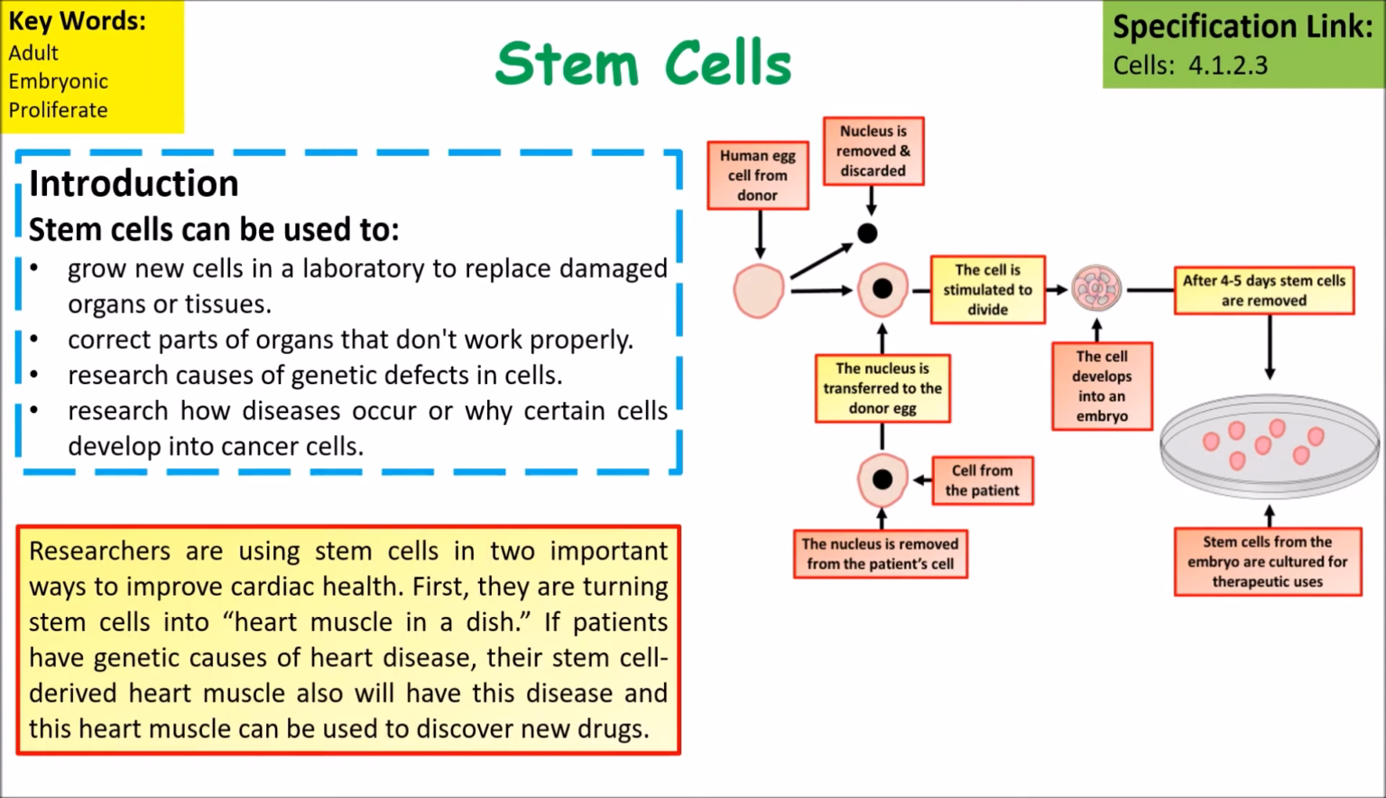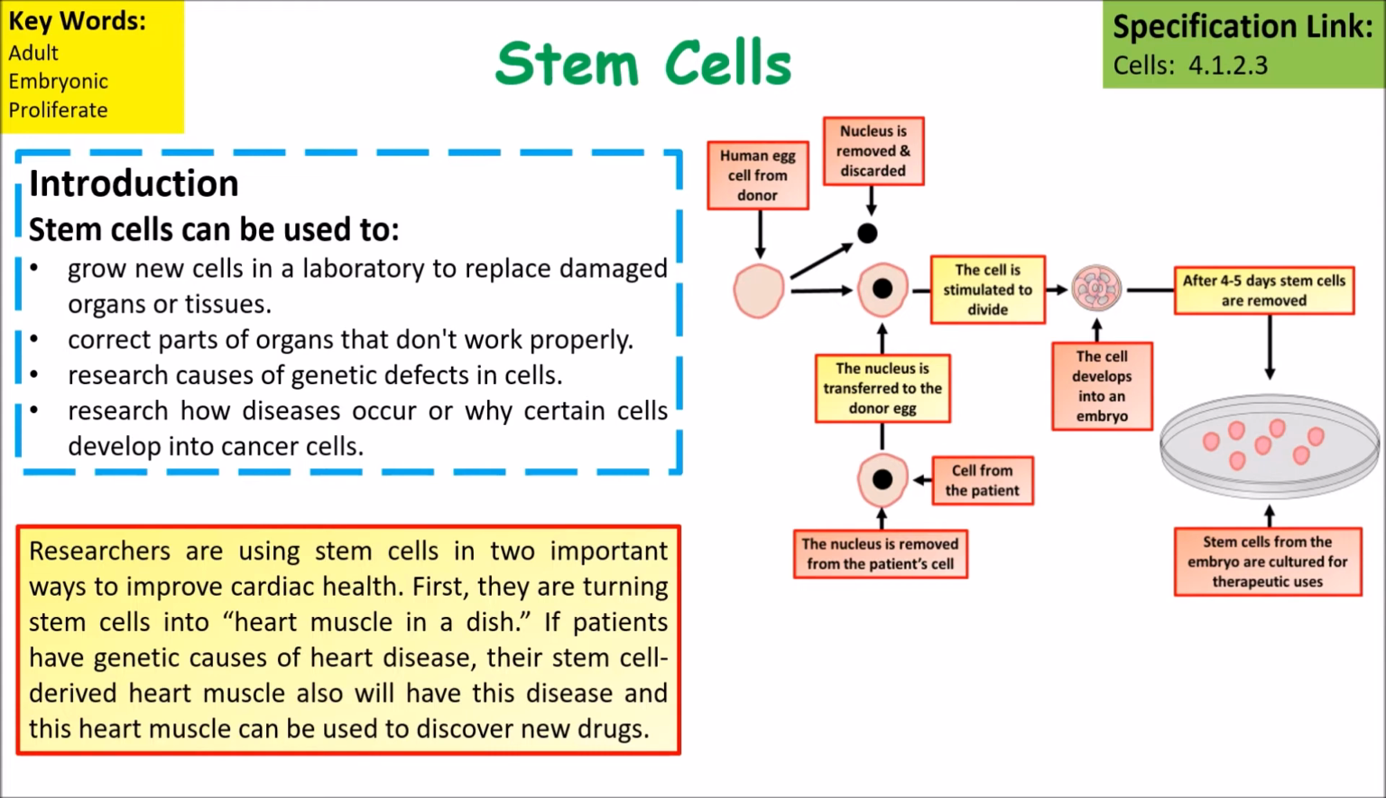So stem cells can be used in a number of different ways. We can grow new cells in the laboratory to replace damaged organs or tissues. Incorrect parts of organs that don't work properly can be replaced using stem cells. Also research into genetic defects and research into how diseases occur within certain types of cells. So for instance, why a cell may become cancerous.